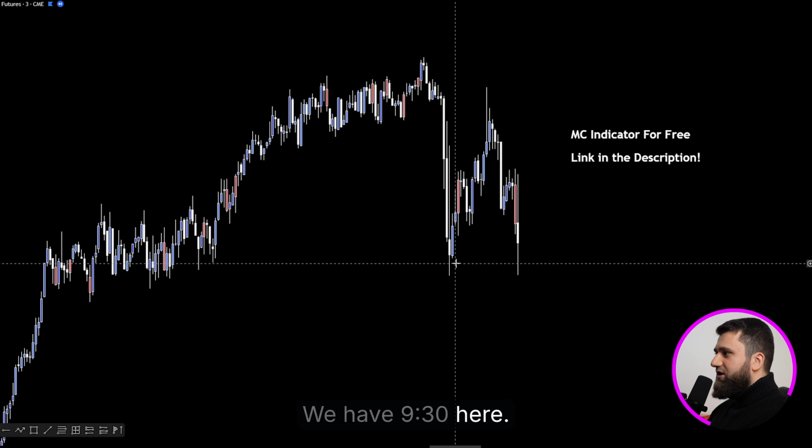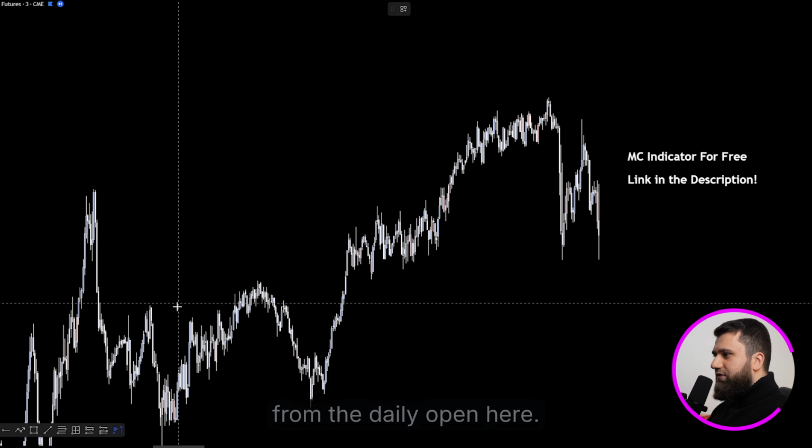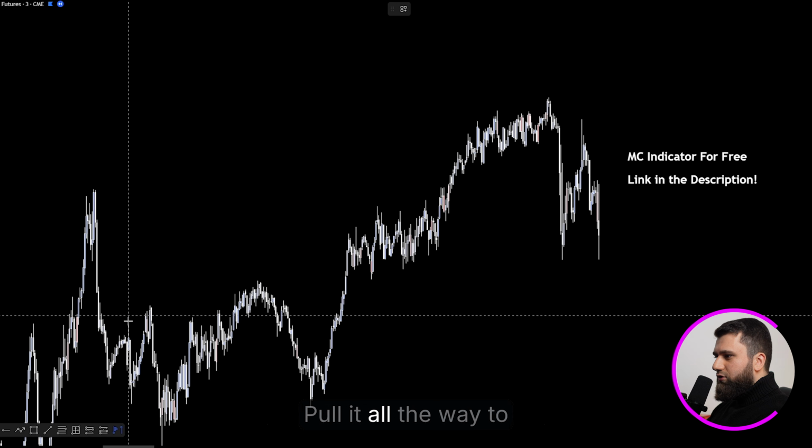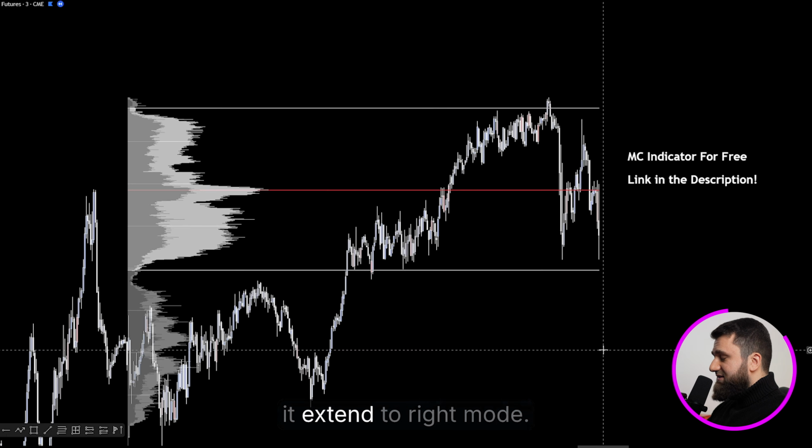We have 9:30 here, and again, first step, we will draw out the volume profile. Take out the volume profile from the daily open here, pull it all the way to 9:30, and always make sure to check this, that it's in extend to right mode.